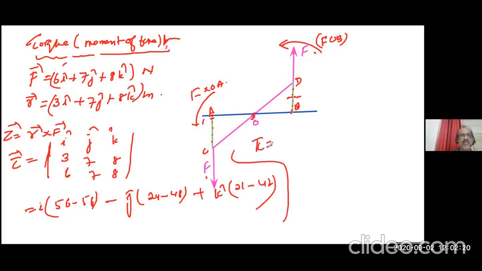Torque is equal to i into, this is cancelled, 0, minus plus 24, 24j. This will be minus 21k. If you want magnitude of this, you have to take square root of 24 square plus 21 square. That will be the actual value. Unit Newton meter.